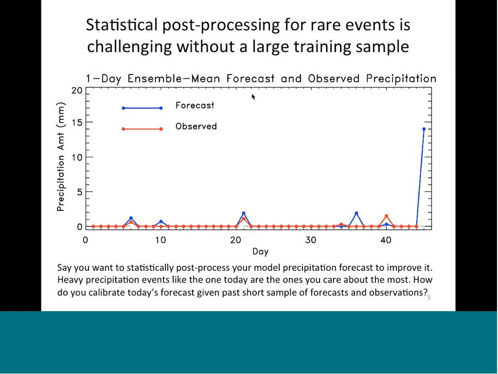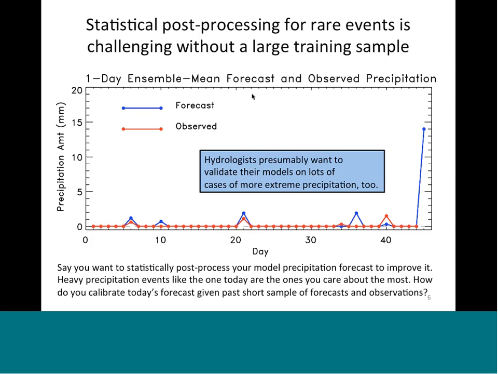Well, as you would expect, what you would really like are forecasts similar to today's forecast in order to make a statistical correction to today's forecast. So you'd like a decent sample size of similar events, and that may mean you may have to go back several years, maybe even decades, to populate that with a number of samples that are similar. Similarly, for hydrologists, I think you care about these extreme sorts of events, so you would like to validate your models on lots of cases with these more extreme precipitation events also.